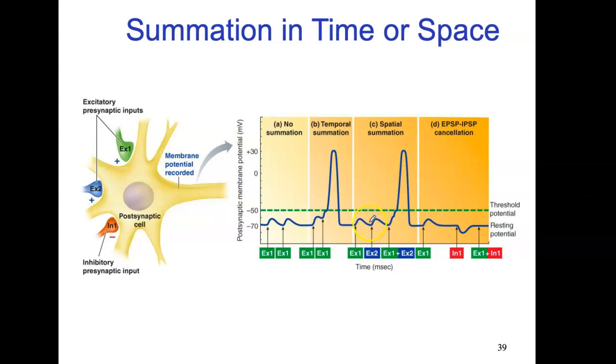This is showing spatial summation where you have a small depolarization that doesn't reach threshold, another small depolarization that doesn't reach threshold, but then if you actually summed one in one place and one in the other place together in different locations, they would add up enough to have an action potential.